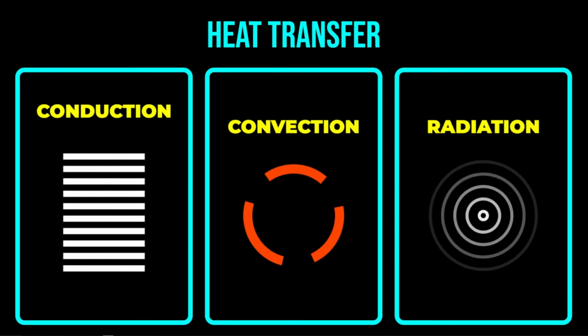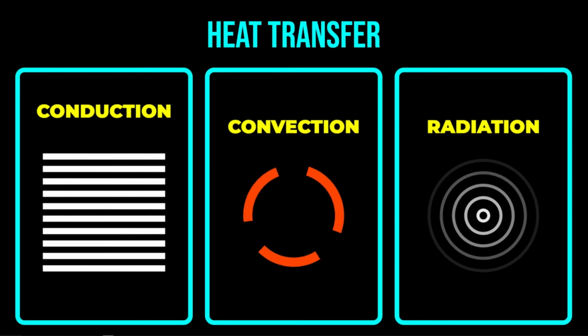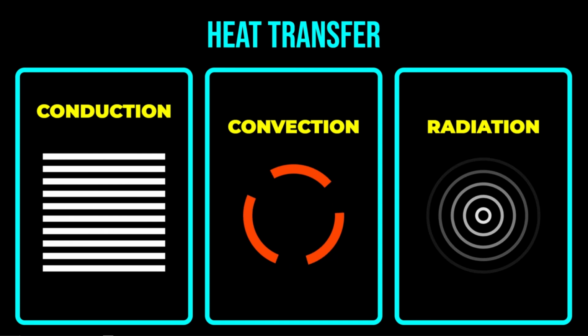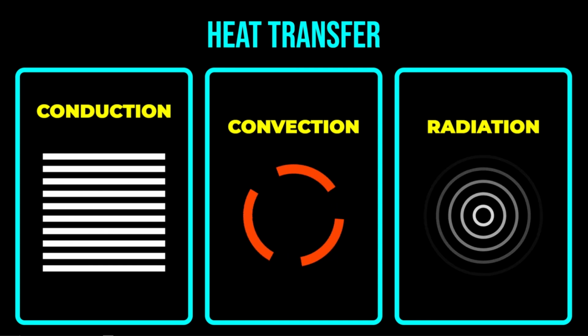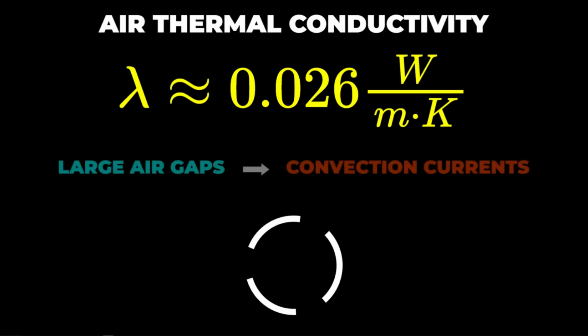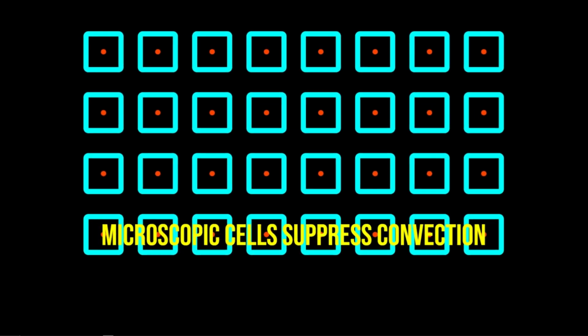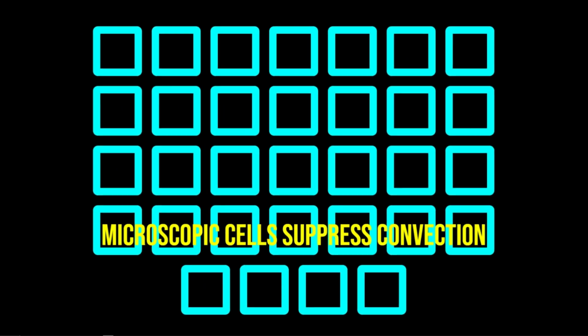Heat transfer in building envelopes occurs through conduction, convection, and radiation. Insulation materials minimize these by trapping gases within a solid matrix. Air has a thermal conductivity of approximately 0.026 watts per meter Kelvin, but convection currents within large air gaps would transfer significant energy. By dividing the space into microscopic cells or pores, insulation suppresses this convection.